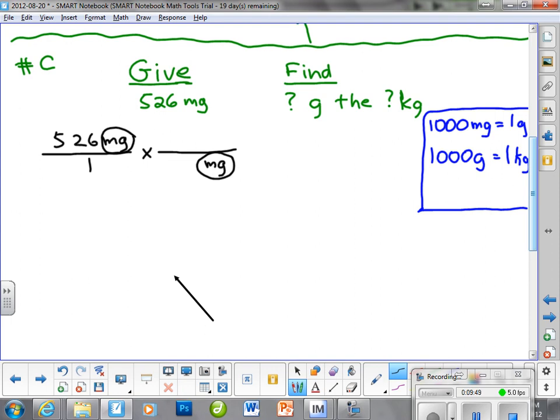Now, I look over here, and I'm looking for milligrams. What am I going to put with milligrams here? Yes, because you see the coefficient of milligrams is 1,000. So that's what's going to go down here. And what do you think we'd have on top? 1 gram. You got it.